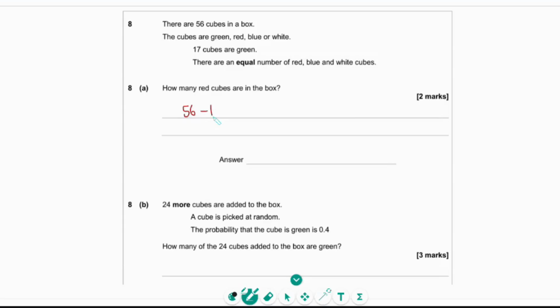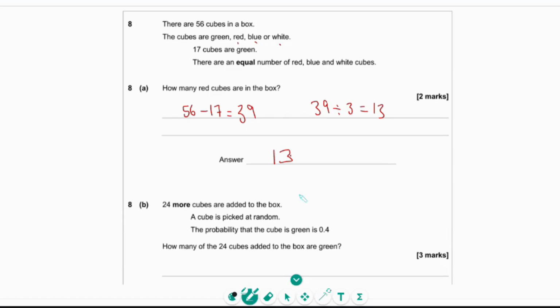So if we know there are 17 green, let's do 56 take away 17 first, which is 39. I need to split that between red, blue and white. So 39 divided by 3 is 13, so there are 13 red cubes.